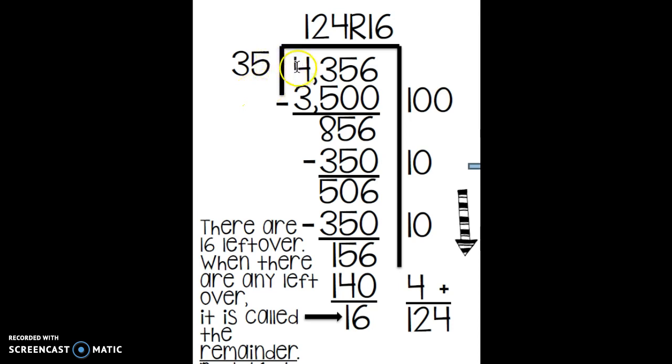You have your dividend, 4,356 divided by 35. What it's asking the students to do is to just think of a number that they can multiply 35 by that they know. So I always have them start with 10. I know that I can multiply 35 by 10 and get 350.